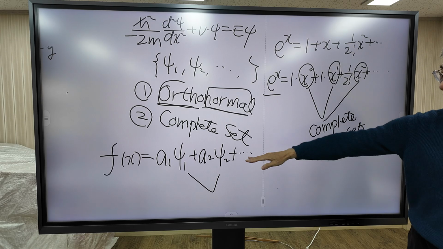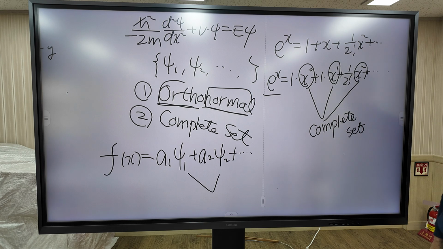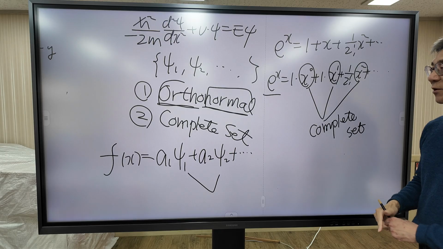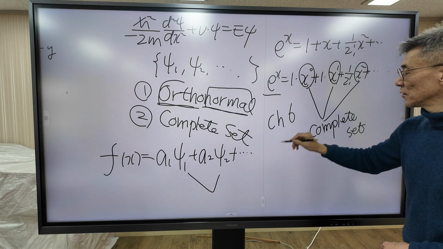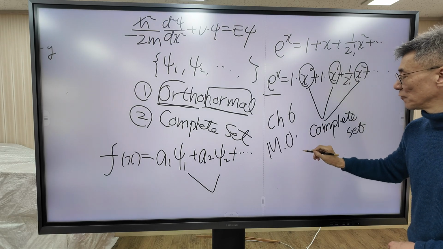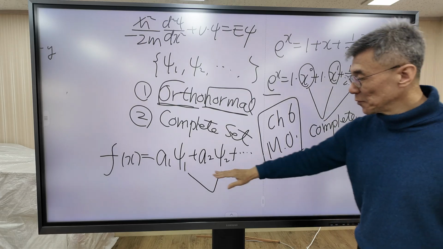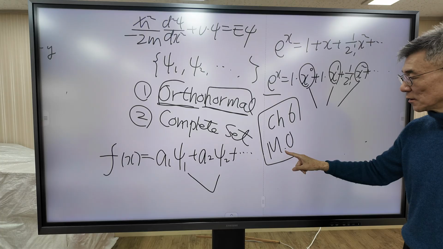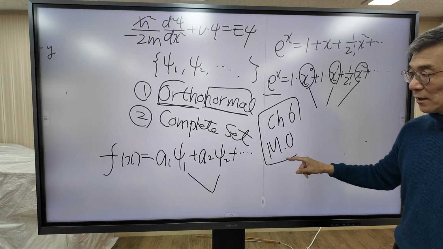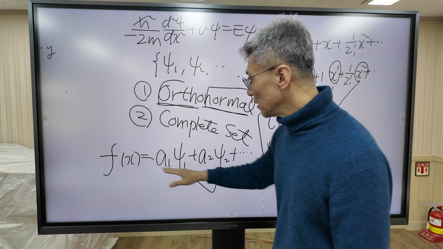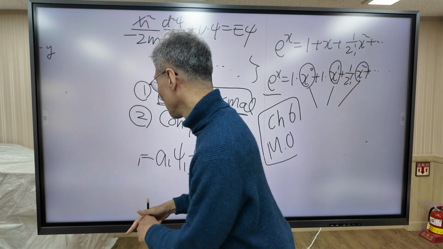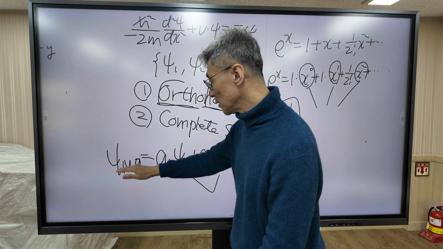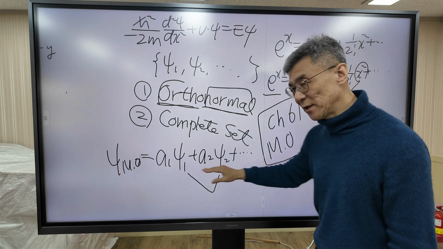A similar structure appears in quantum mechanics. This formula is very, very important when we deal with chapter 6. When you construct molecular orbitals, this formula is very important. Why? In chapter 6, we are going to construct molecular orbitals, and this arbitrary function is actually the molecular function. We are going to construct the molecular function using this expansion.